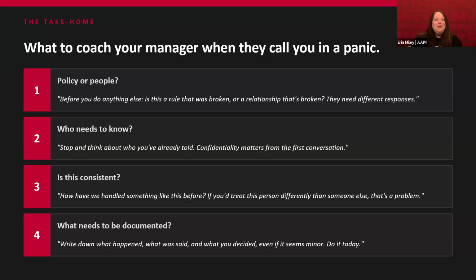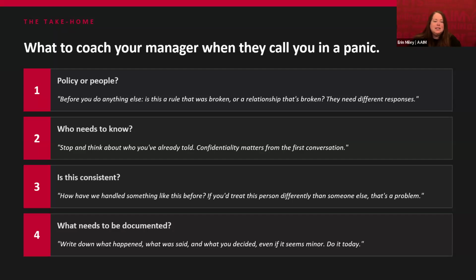Question three, how have we handled something like this before? If you treat this person differently than someone else, that's a problem. This is the consistency check-in in plain language. And then question four, write down what happened, what was said, and what you decided. Even if it seems minor, do it today. The word today is doing a lot of work in that sentence. That's important because that's going to help you with your documentation trail.